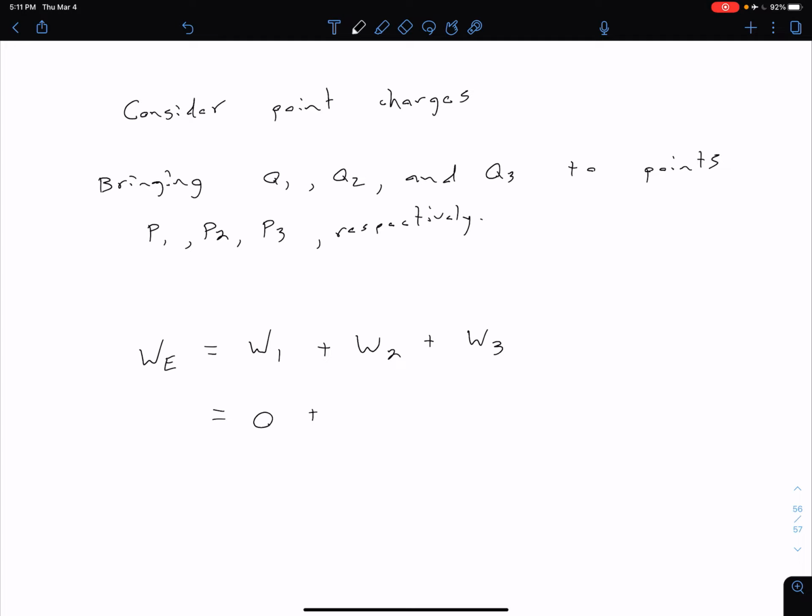To bring in the second point charge, that's going to require work Q2 times V21. Remember, that's the voltage at 1 with reference to 2. What we're saying here is that the energy we would require to bring this into the system becomes part of the system's potential energy. Similarly, for our third point charge, we're going to have Q3 times the potential, but now we have 2 point charges already in the system. So we have V31 plus V32, because we have to consider effects from both Q1 and Q2.